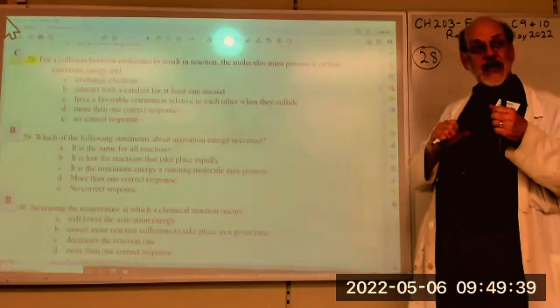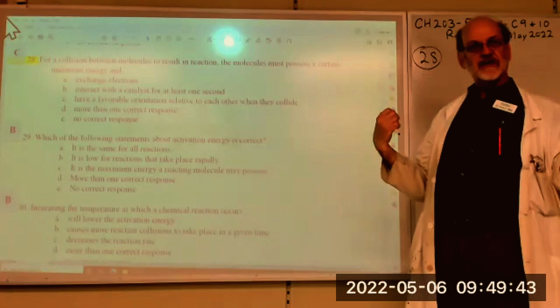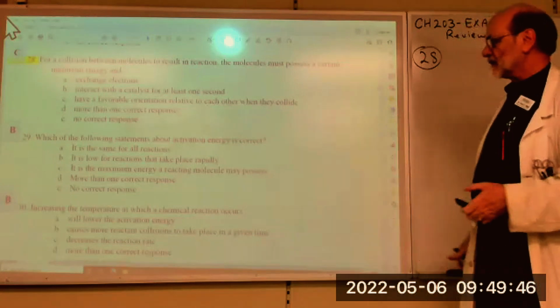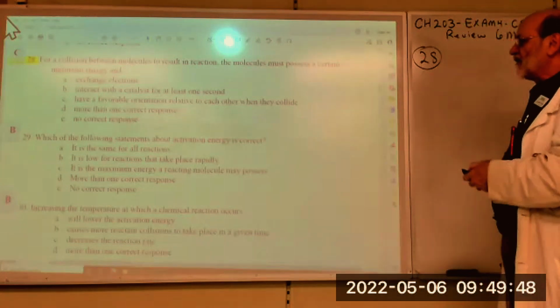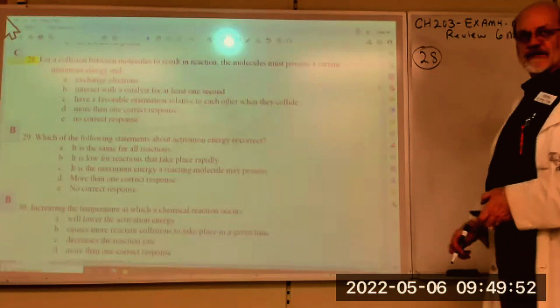Right? If the reaction site is on this side of the molecules and they come together like that, nothing's going to happen. So they must have a favorable orientation. That's also required.